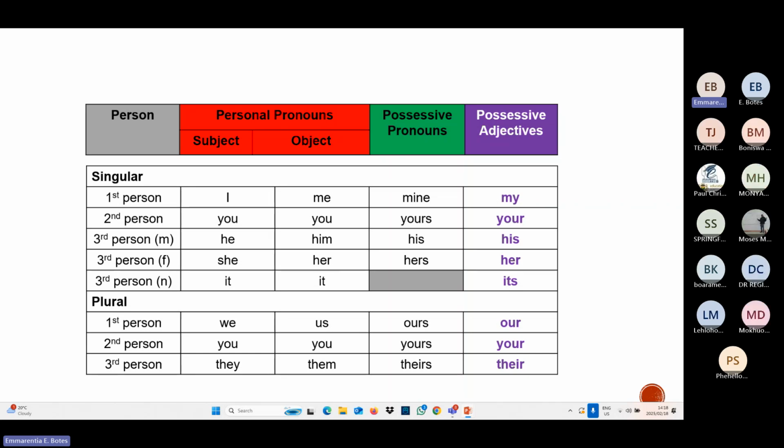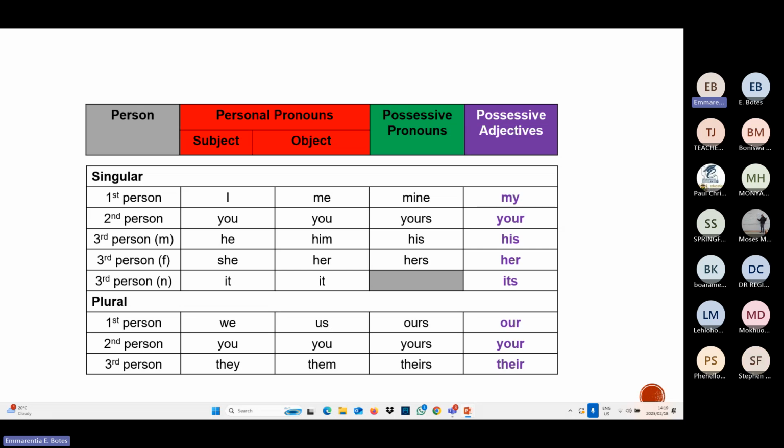When we look at possessive pronouns, singular first person, mine, second person, yours, third person male, his, and third person female, hers. And we see that neuter doesn't have one. Then at plural, first person possessive pronoun, ours, second person, yours, and the third person, theirs. Now, this is important to remember.